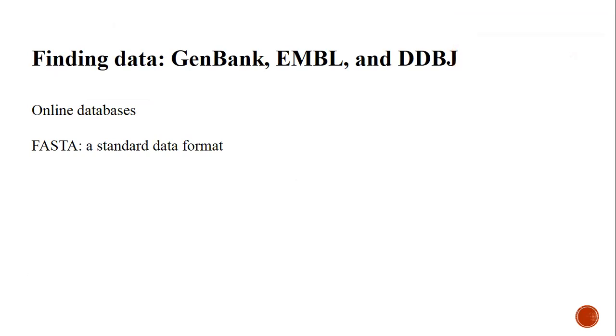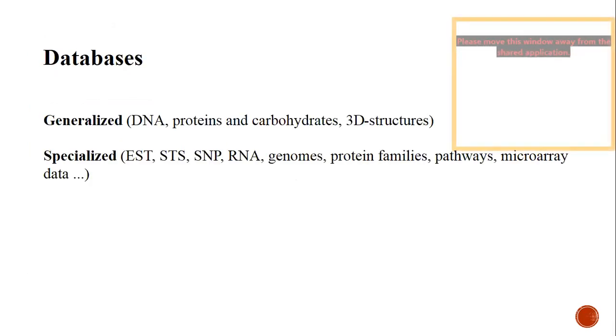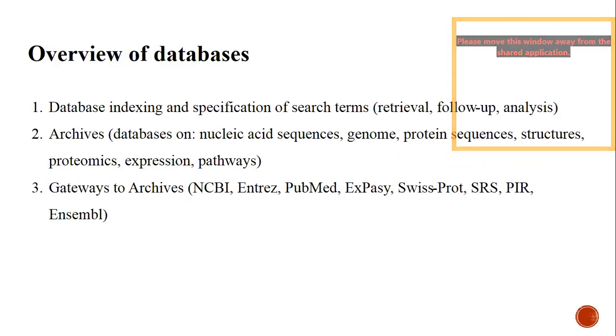FASTA is a standard data format usually used for different databases for searching and retrieving. So in generalized form, we have databases of DNA, proteins, carbohydrates, metabolic pathways, three-dimensional structures, protein family databases, EST tags, GST tags, SNP databases, genome databases, microarray analysis databases. So millions of different databases are available that have different types of data.